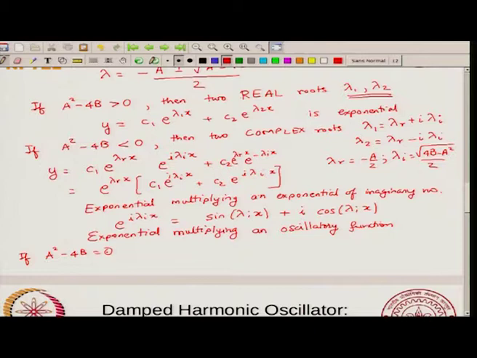Then the solutions will look like C1 e to the lambda x plus C2 x e to the lambda x. So, you have only one root, because both the roots become the same: lambda equal to lambda 1 equal to lambda 2 equal to minus a by 2. So, you have e to the minus a by 2 x times C1 plus C2 x. The other linearly independent solution is just x e to the lambda x.